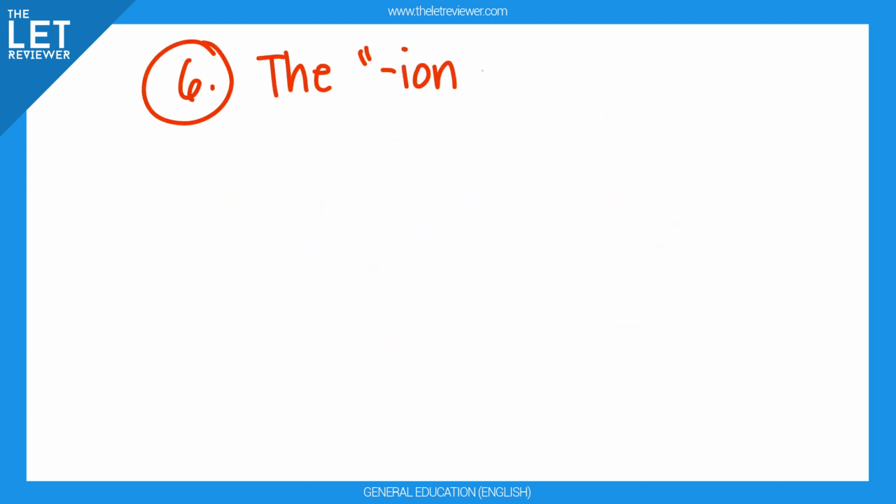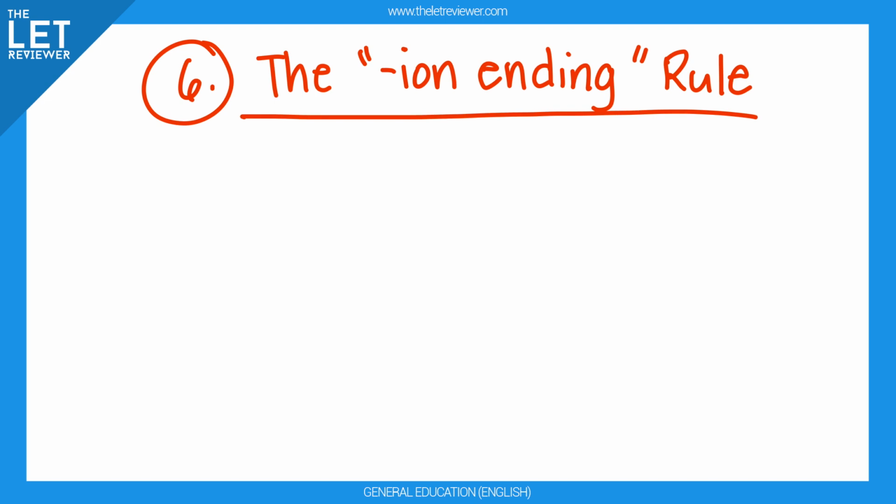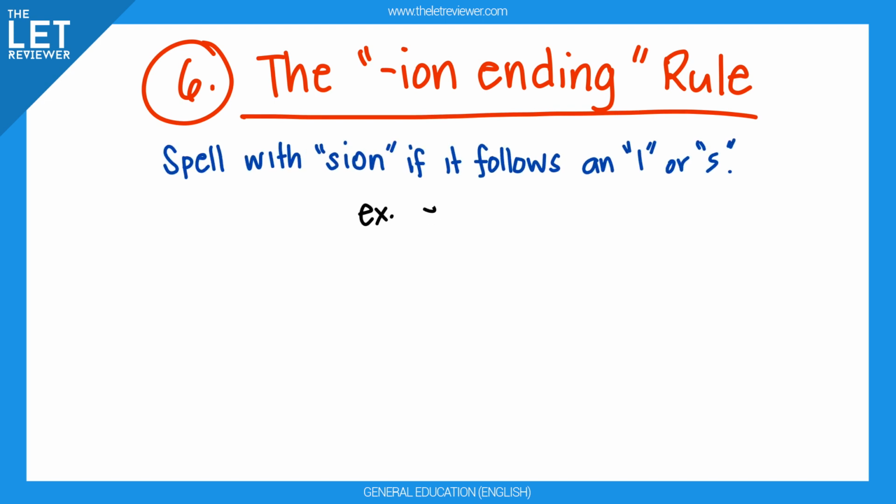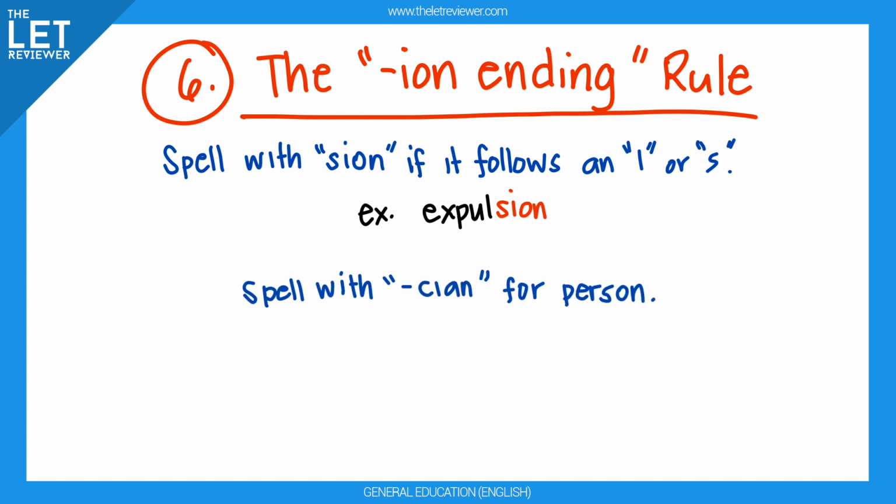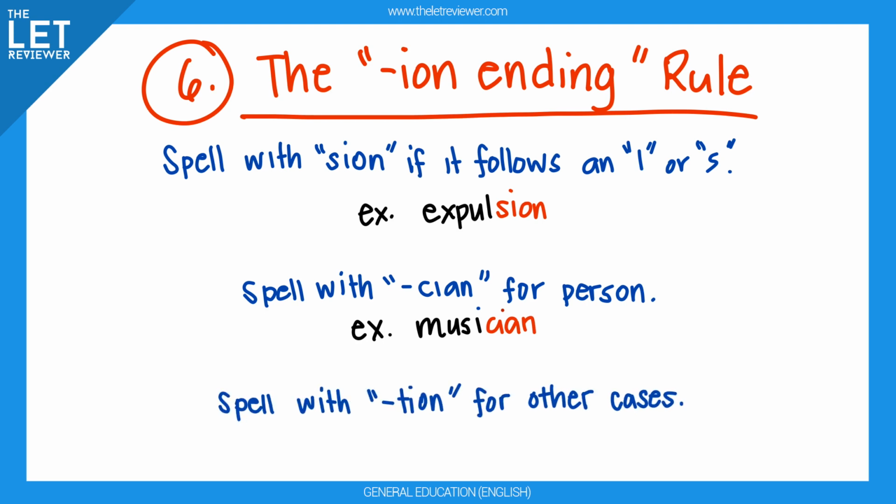The ION rule is pretty straightforward. Use the suffix SION if it follows L or S, as with expulsion. Use CIAN for words pertaining to people, and then TION for other words, example, reincarnation.